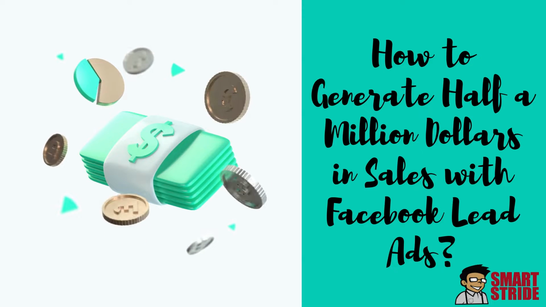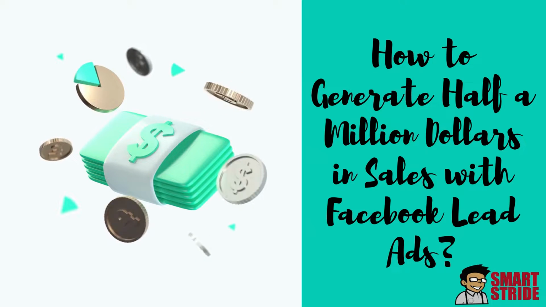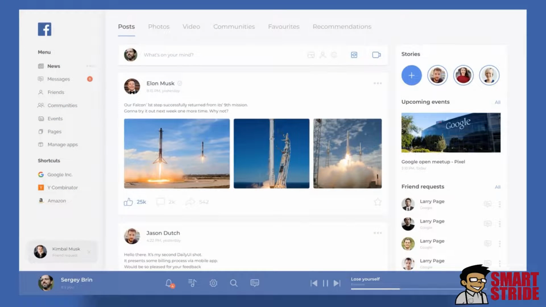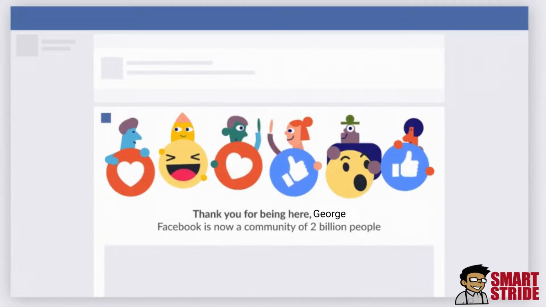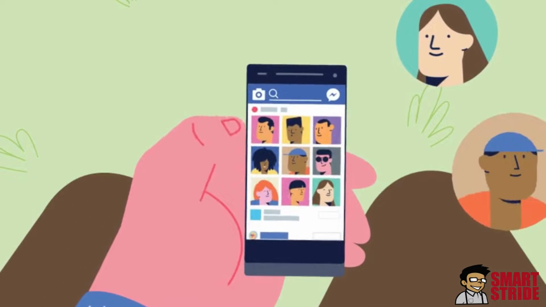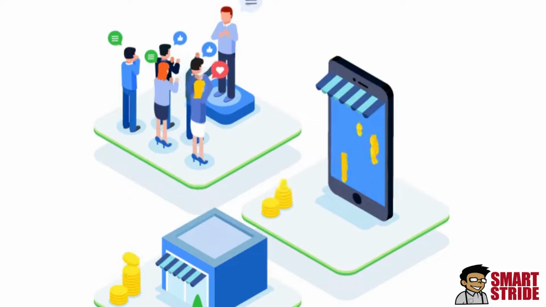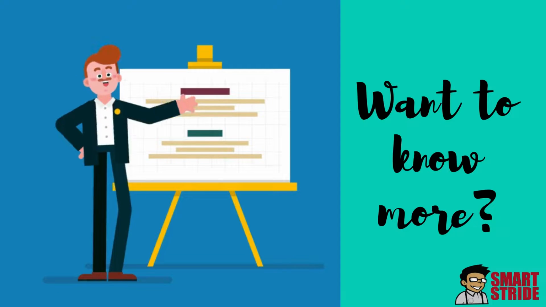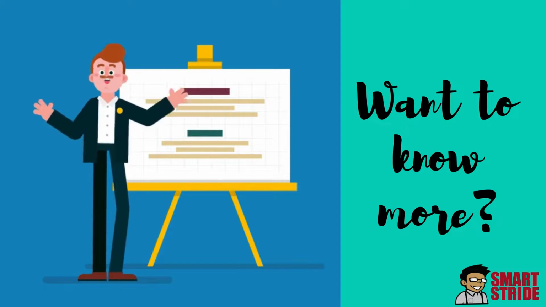How to generate $500,000 in sales with Facebook lead ads. Facebook is a social media powerhouse, and there's no denying it. It has over 2 billion monthly active users and continues to grow every year. Facebook ads can be a cost-effective way of reaching your target audience on this platform. They also happen to be the most effective form of paid marketing on Facebook. If you want to know how to generate $500,000 in sales with Facebook lead ads, then keep listening.